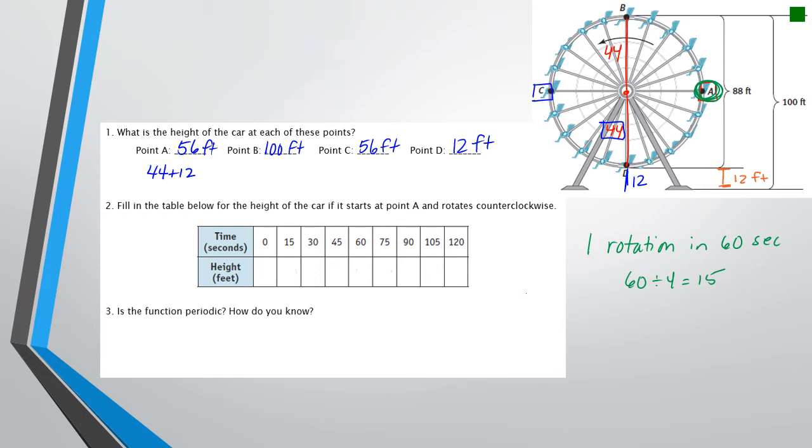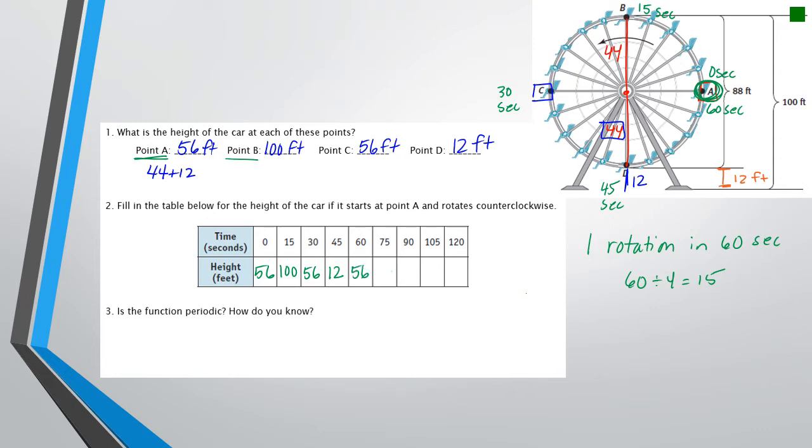So at time 0, I'm starting at A, and we talked about how A, right here, is 56 feet above the ground. In 15 seconds, I will now be at point B, and we looked up here that B is 100 feet off the ground. In 30 seconds, I will be at point C. So let me actually label this. So this is 0 seconds, B was 15 seconds, C is 30 seconds. So after 30 seconds, I would be at 56 feet. After 45 seconds, I'm going to be down at point D, which is 12 feet off the ground. And then at 60 seconds, I'm going to be back at A. So that would be back to 56.